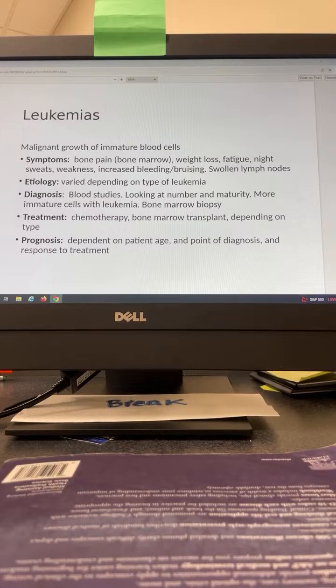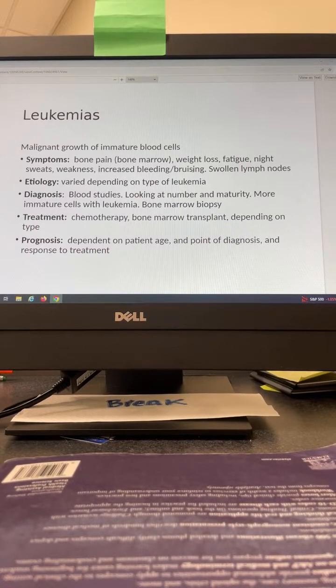There's a bunch of different types of leukemias as well. We're not going to talk about those, just generally what leukemia is instead of going into each one in depth. Diagnosis is done with blood studies, looking at the number of different cells. There's a normal range for each type of blood cell, for red blood cells and for white blood cells, so you're going to see if these are higher or lower than normal. You're going to have a lot more immature cells, constantly growing, that basically don't function. That's why they're cancerous, because they're not able to perform the job they need to do.